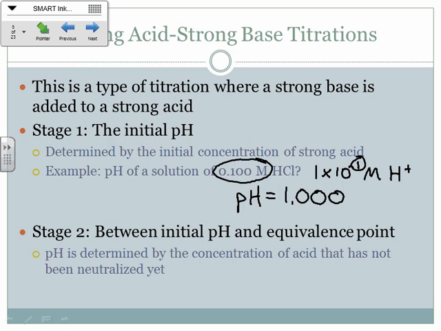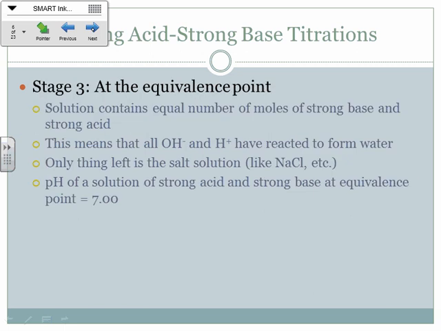So between the initial pH and the equivalence point, I'll show you how that works in just a minute, okay? But basically what you have to figure out is how much of the acid hasn't been neutralized yet, okay? So you figure out, okay, so I've added this much sodium hydroxide. It's going to react with this much of the acid. How much has not been neutralized, and that's going to determine your pH, okay?